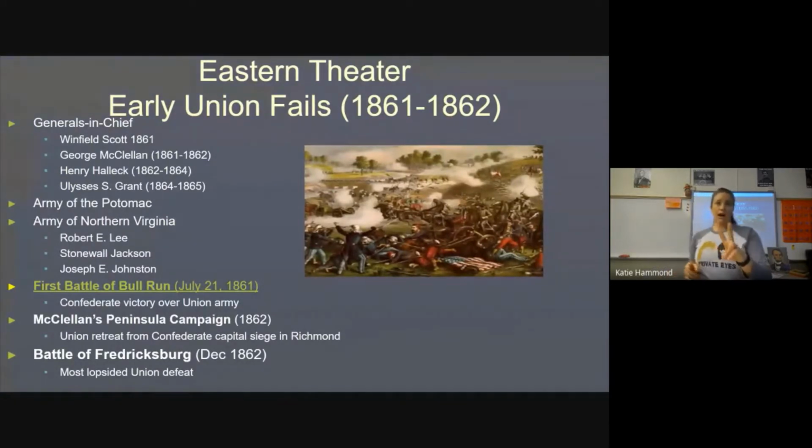There are two reasons why this battle is important. One, it's the first real battle. Two, it ends the theory that the Union was just going to annihilate the CSA early on, nip it in the bud, and this war would be over, a 90-day war. That was a theory. But because this did not go as planned, it lets the Union know this war is going to be a lot longer than 90 days.